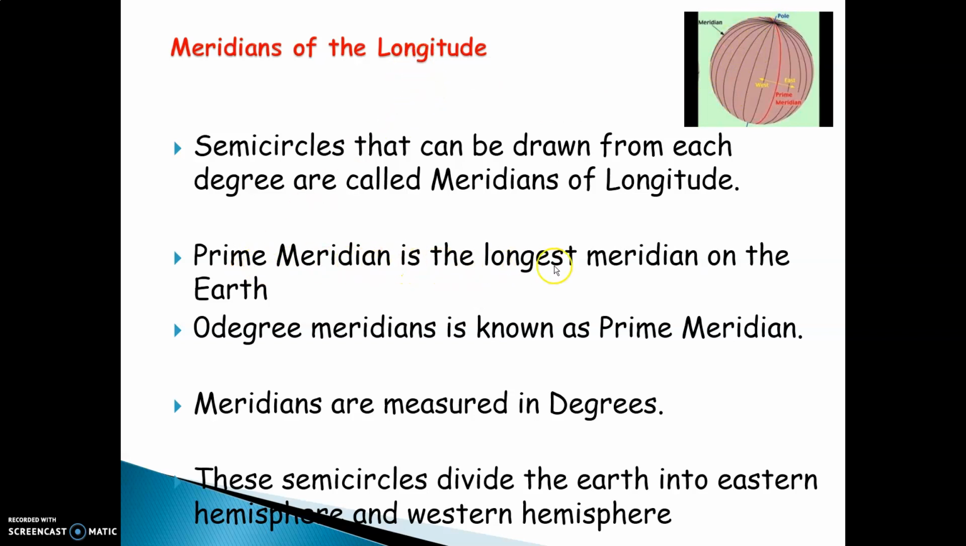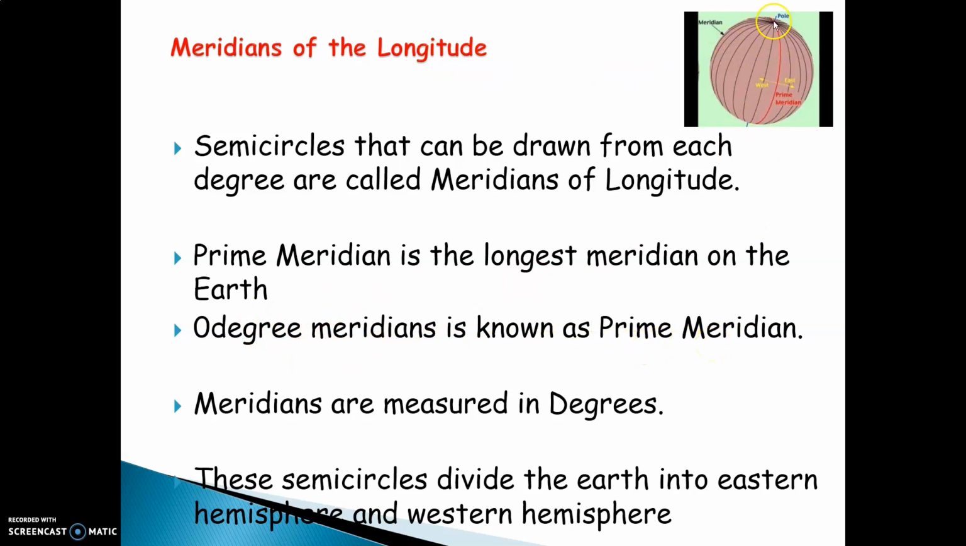Prime meridian is the longest meridian on the earth. That means just as we have learned about the equator as the largest parallel, similarly there is the prime meridian. This red color line you can see over here is the longest meridian or longitude on the earth. 0 degree meridian is known as the prime meridian.